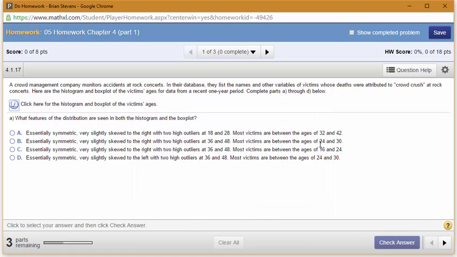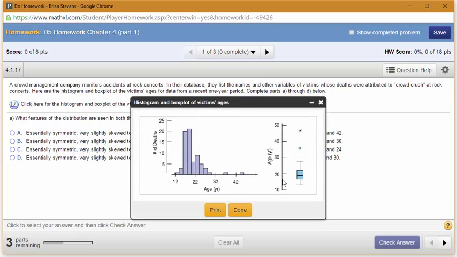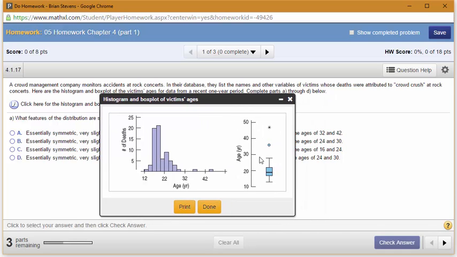And then most victims are between, I believe, 16 to 24. And if you look right here, this is the IQR. Since it has a right skew and outliers, we should talk about the IQR. And that's pretty easy to see in here. That's a little higher than 16 maybe, but it's much better to say 16 to 24 than the other option of 24 to 30, because there's really not most people in here.